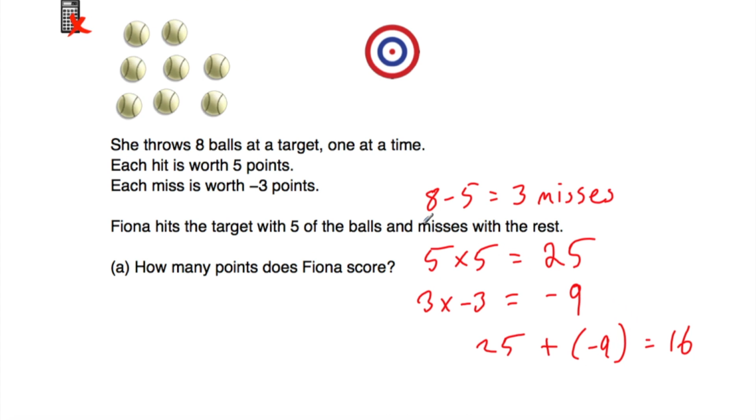Or as I said, another way to think of it is that she hits the target with 5 balls. 5 times 5 is 25 points. She misses with 3, and each time she misses, she loses 3 points. So 3 times 3 is 9, and 25 take away 9 is 16. And that's probably how I'd actually approach that question.